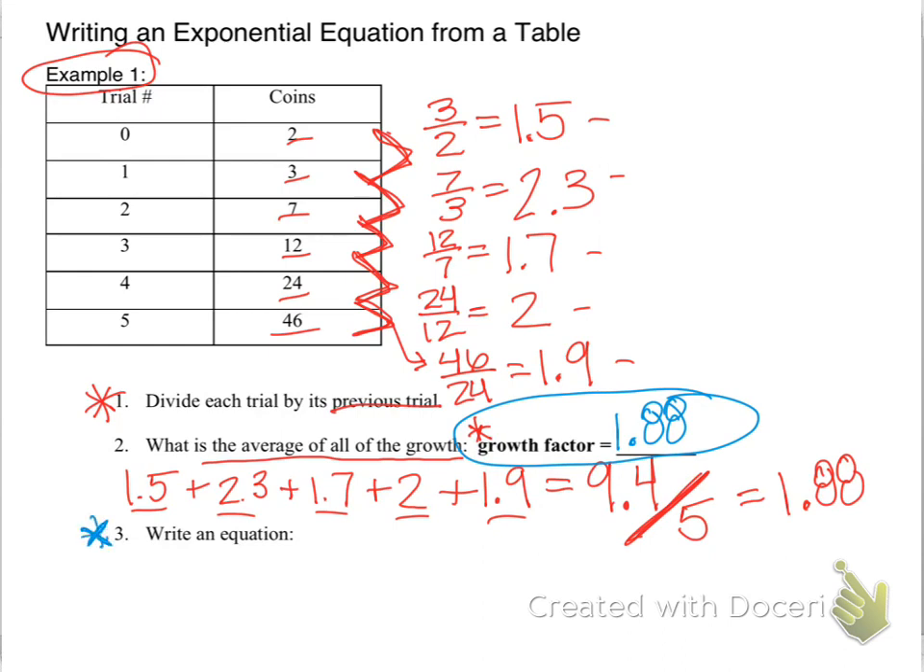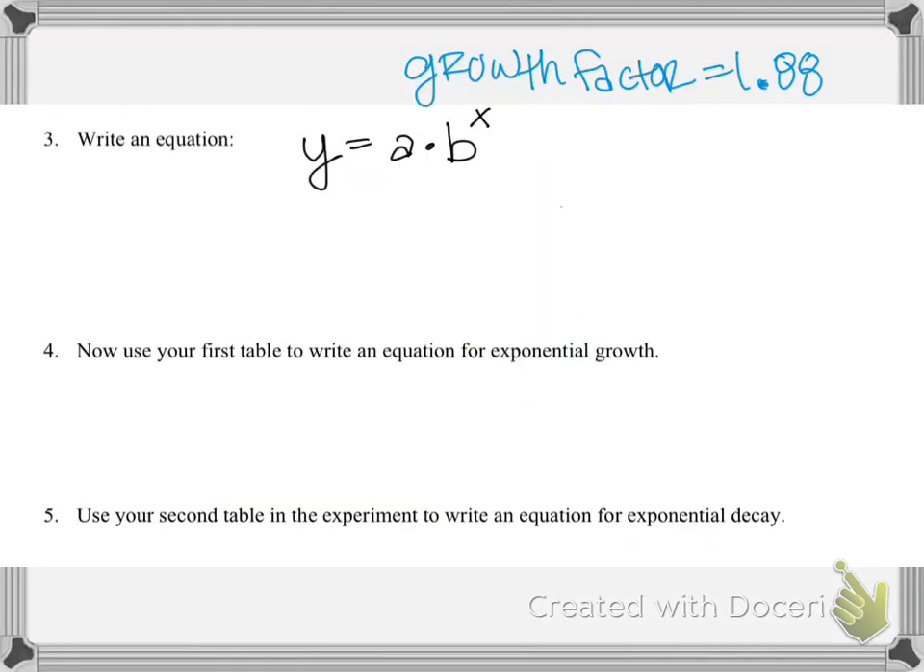So now I'm going to focus on actually writing an equation. All right, so we have our growth factor, which is essentially our average growth. I'm multiplying times 1.88 almost every single trial, or at least I'm increasing on an average of that amount. In this equation for exponential growth, we always have this form y equals a times b to the x. Go ahead and label so you remind yourself that a is my initial amount and b is my growth factor.